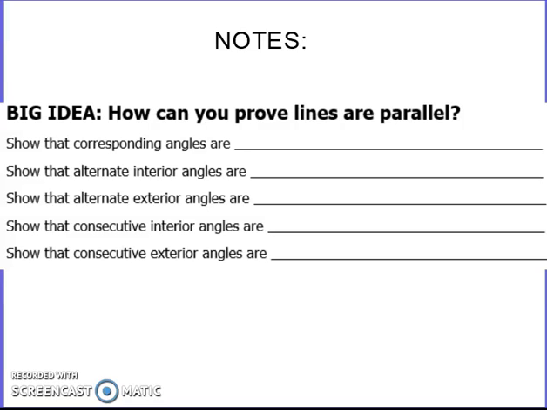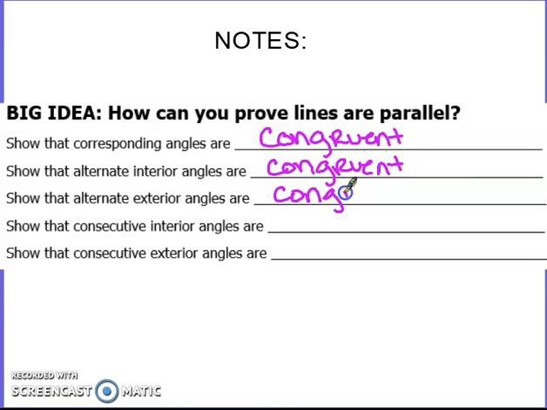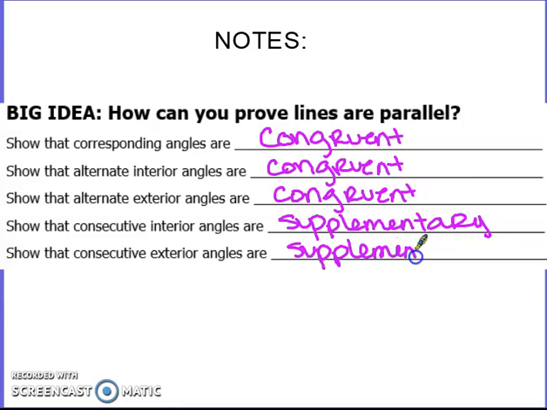The first way that we can prove them parallel is show that corresponding angles are congruent. We can show alternate interior angles are congruent. We can show alternate exterior angles are congruent. And then consecutive interior are supplementary, and our consecutive exterior are supplementary. Those are the only 5 ways we can do this.